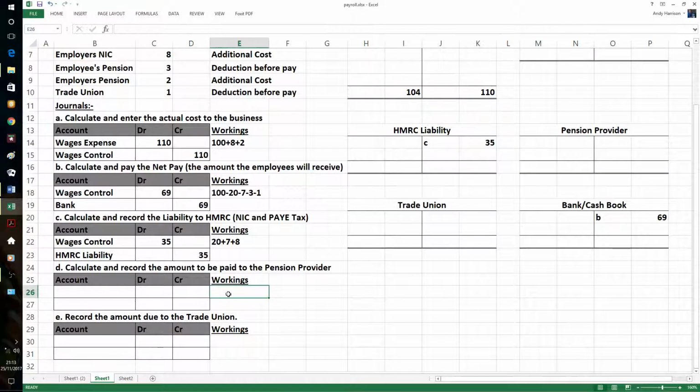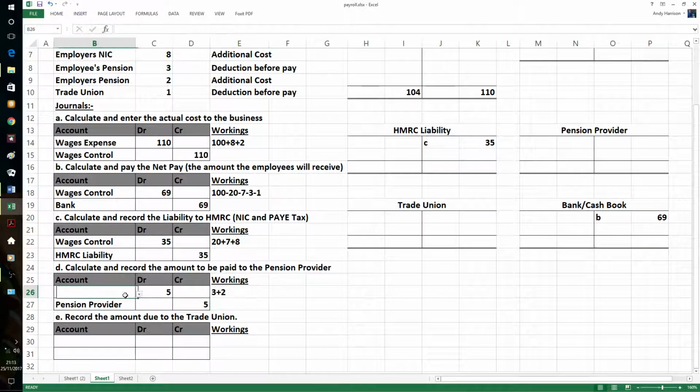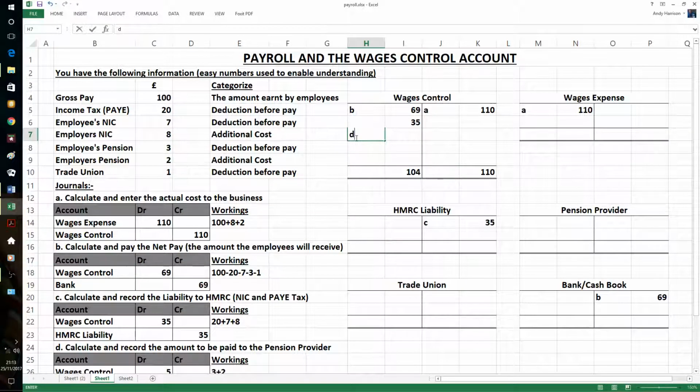So the workings out, well, nice and easy this one. Just the employees and the employers. Same pattern. We owe the money to the pension provider and we're going to debit the control account. And again, it's a liability at any particular time. We will owe money to our pension providers, we'll always owe money to HMRC whenever we close our books. So these amounts will be carried down and brought down.